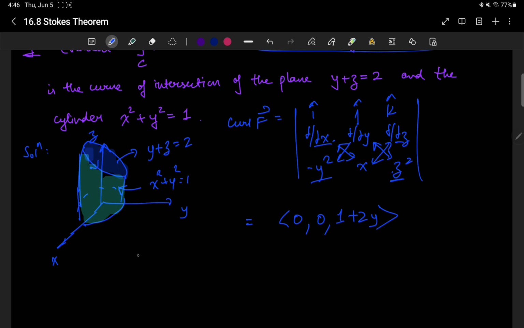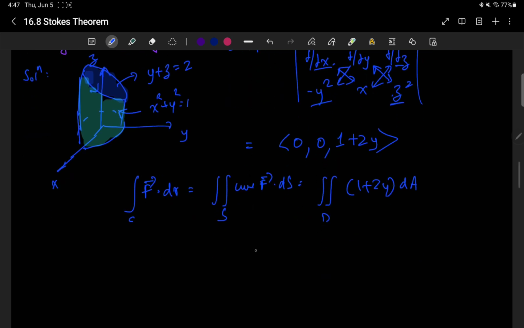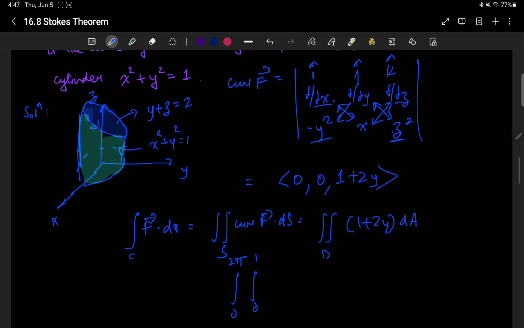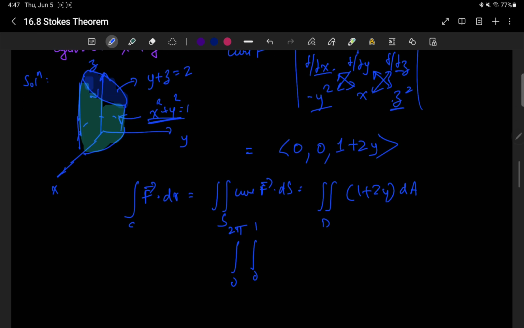So instead of doing the line integral, f dot dr, which we are trying to find, I will do the surface integral of the curl f dS, because it is just 1 plus 2y dA. And because we are on a cylinder, which has a circular shape, we can use polar coordinates. Radius is between 0 and 1, everything is confined in this cylinder, and 0 to 2 pi, and we have 1 plus 2 r sine theta, and the conversion factor, which is r dr d theta.